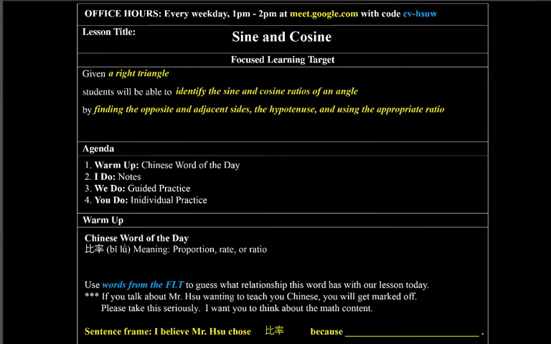Hello class, so today we're going to be doing sine and cosine. So write this down and then we are going to move on pretty soon.